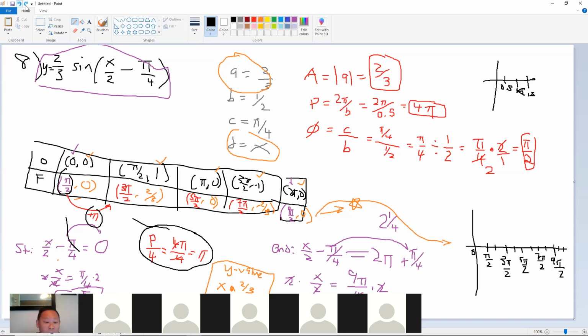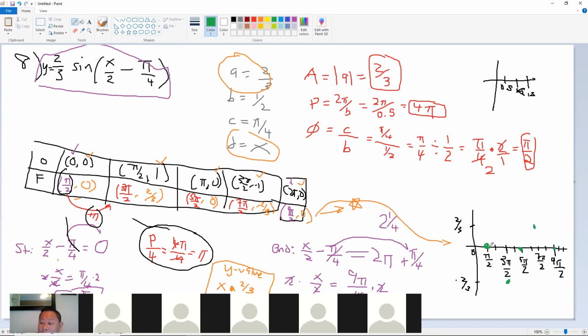So we have the range from 2/3 to -2/3. So this is 2/3 and -2/3. The first one is pi over 2, 0. So I'm going to share my screen again. This will be over here, pi over 2, 0. Next one is over here. And then the next ones are 5 pi over 2, 0, 7 pi over 2, 2/3, and 9 pi over 2, 0.